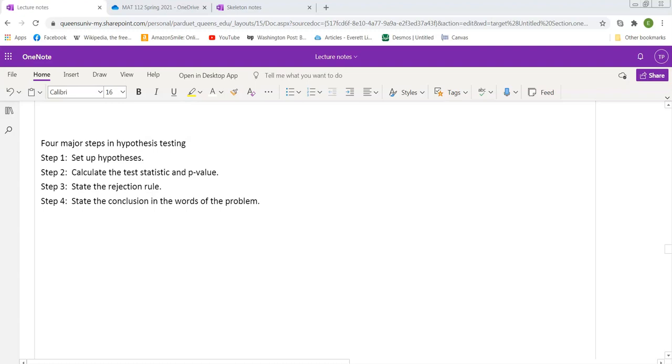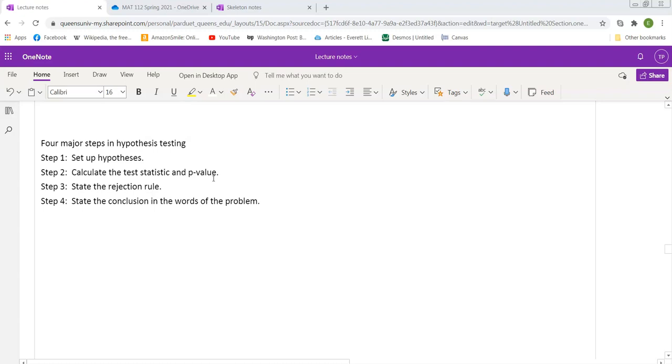But first, just to review, there were 4 major steps in hypothesis testing. We first have to learn to set up hypotheses, and we did that last time. Hypotheses are, in the trial analogy, essentially you're setting forth the charges against the defendant. Step 2, calculate the test statistic and the p-value. Those are things we're going to learn about in today's lesson. Those are essentially the evidence against the accused.